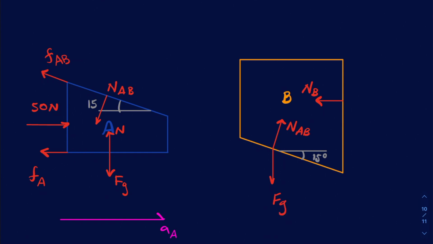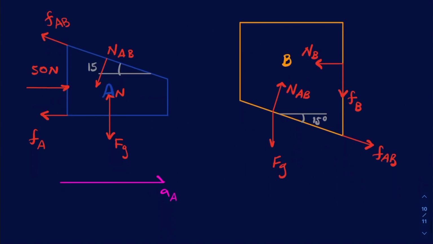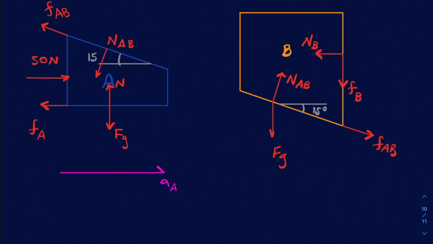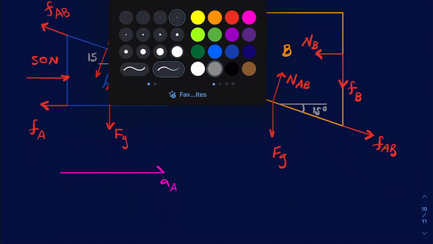And of course, let's not forget the friction force that's acting in between A and B. So also don't forget the friction force that's acting on block B from the vertical surface. So since block B is moving up the wall, the friction force is going to be acting downwards. So now that we have our free body diagrams, we can write out our equations.